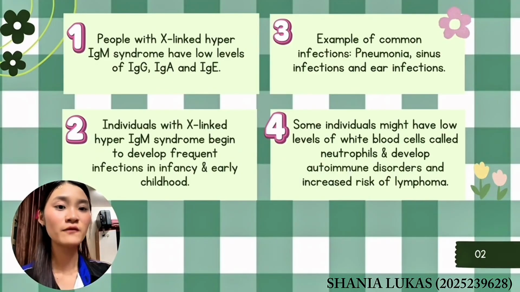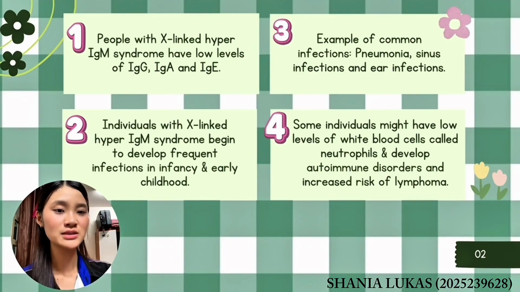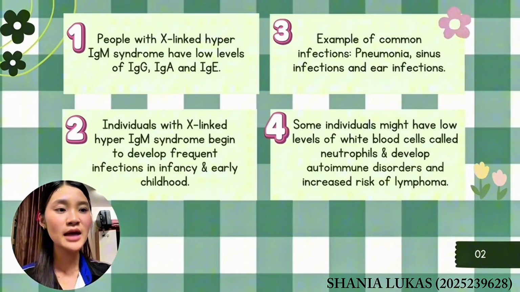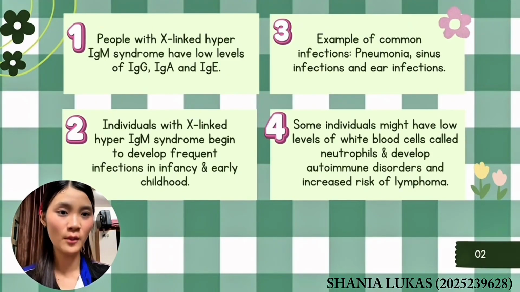Furthermore, some individuals might have low levels of white blood cells called neutrophils, develop autoimmune disorders, and have an increased risk of lymphoma.